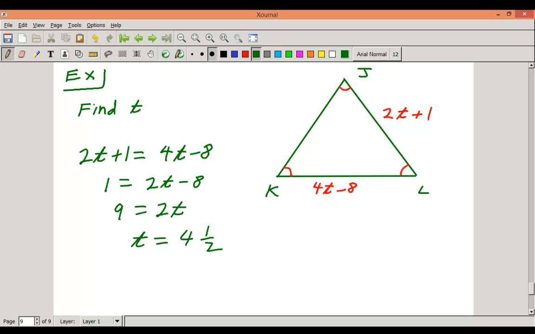Then we had two theorems dealing with equilateral triangles and equiangular triangles. The first theorem there said if a triangle is equilateral, then it is also equiangular. And then the exact converse of that is if a triangle is equiangular, then it is also equilateral.